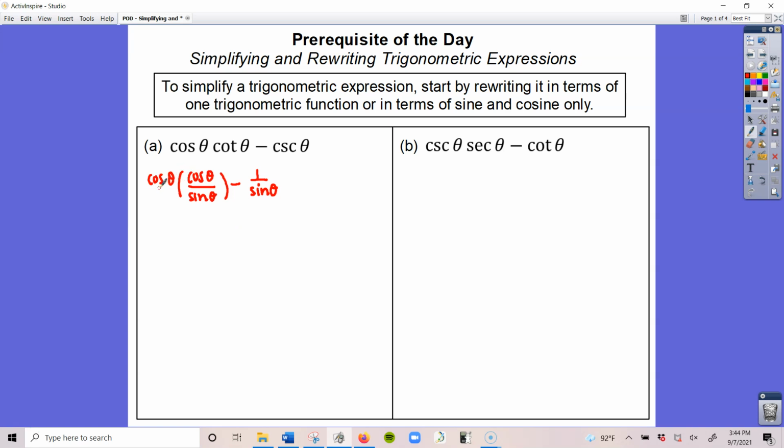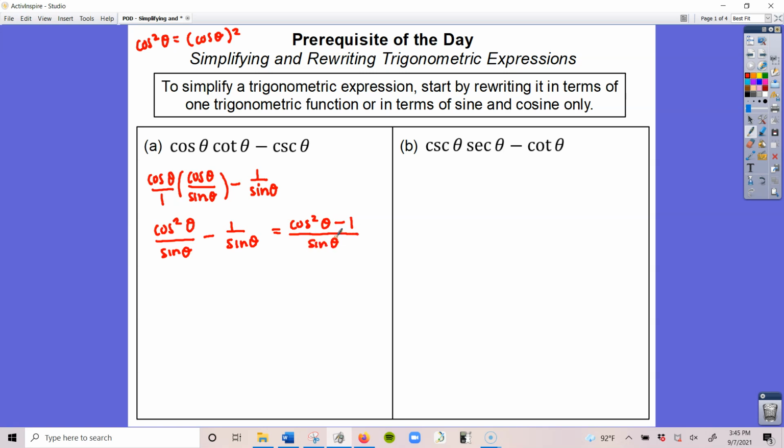Now, this first part is basically like we're multiplying fractions. So we have cosine times cosine, which is cosine squared theta. Cosine squared theta, by the way, is just another way of saying cosine theta squared. These mean the exact same thing. Over sine theta minus 1 over sine theta. Now, since both are over the same denominator, we can write this as one fraction, the numerator being cosine squared theta minus 1, and everything is over sine theta.